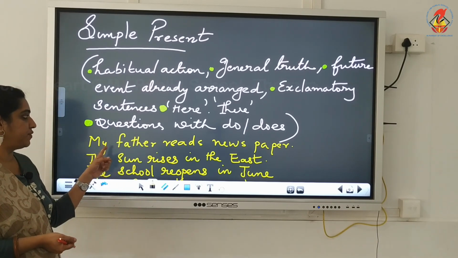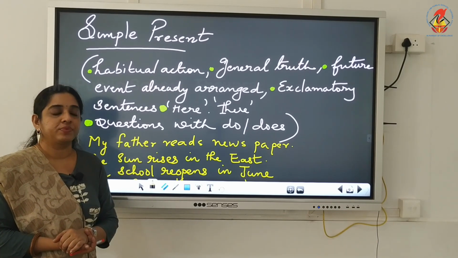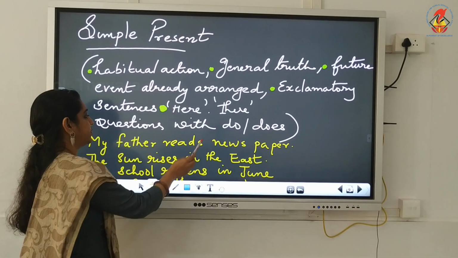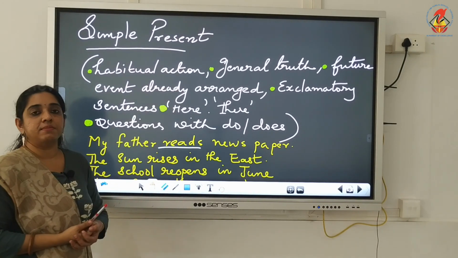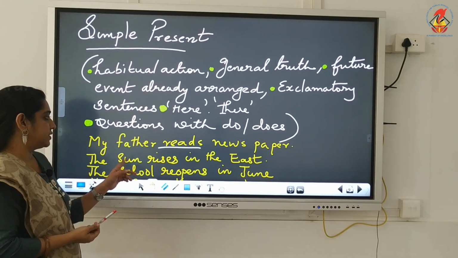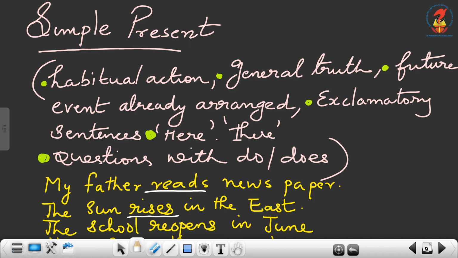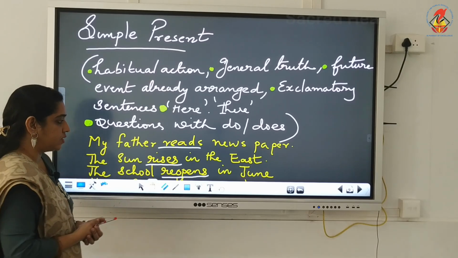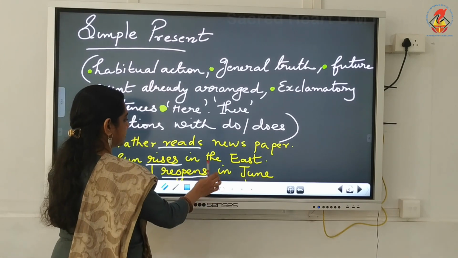See the example. My father reads newspaper. Here the verb is reads. That is simple present tense. The sun rises in the east. This is a universal truth. That is also simple present. The school reopens in June. Reopens in June. That is going to happen. Something is already arranged. So that also comes under simple present tense.